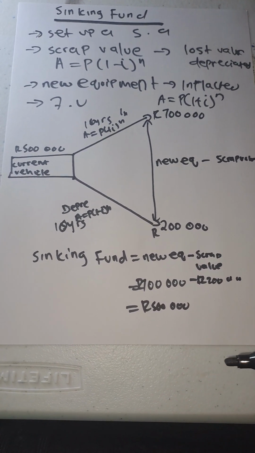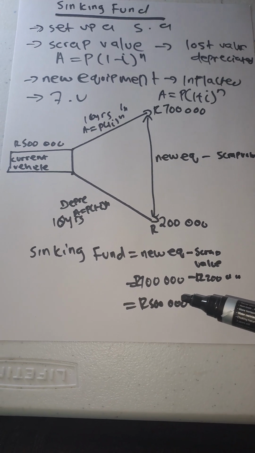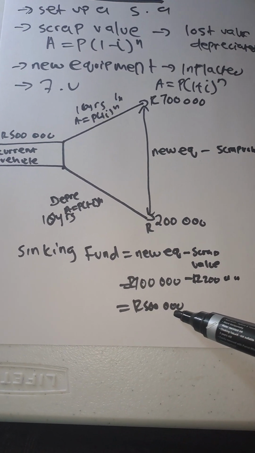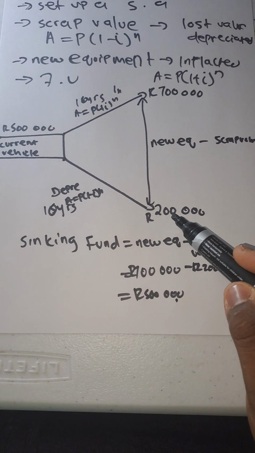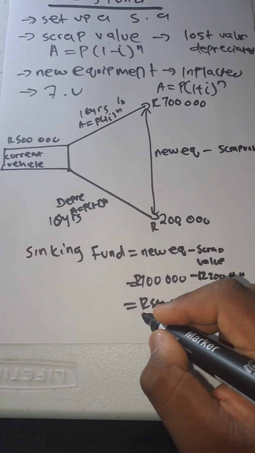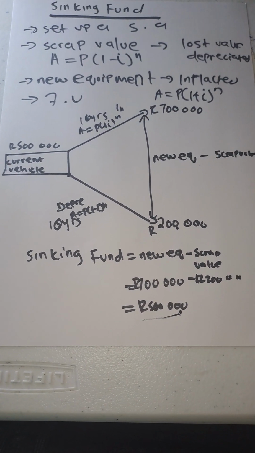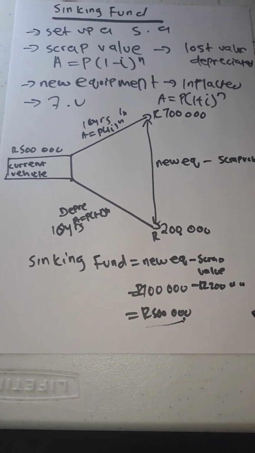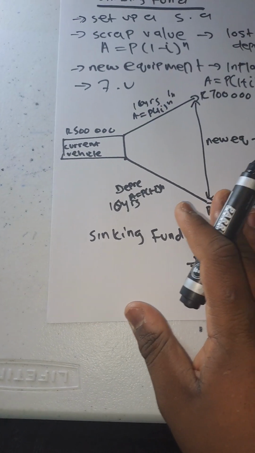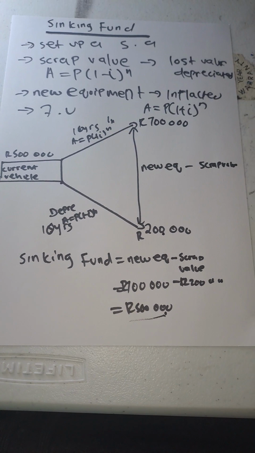Now, within a period of 10 years, I will need to save 500,000 rands. Because I will take that 500,000 rand and add it to the 200,000 to get me 700,000. Because after saving this 500,000, I will sell my Quantum for 200,000. And then I add it to buy a new Quantum there. You understand? That's how it is with the sinking fund.